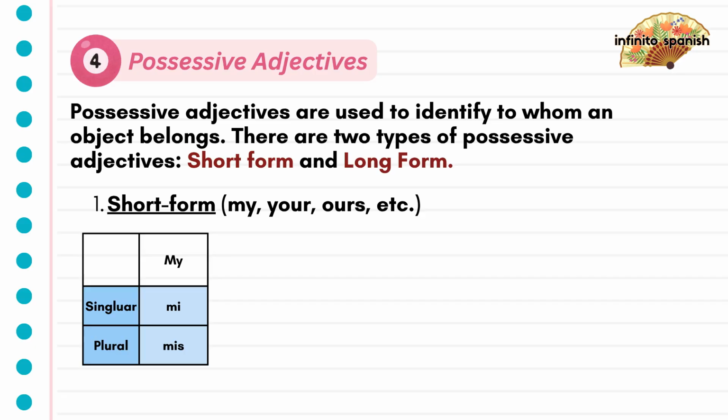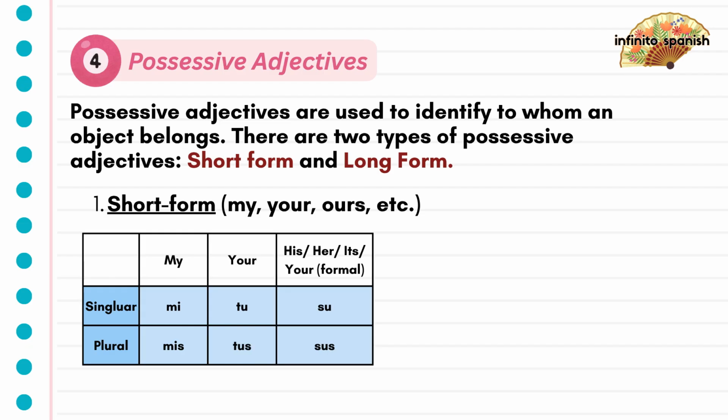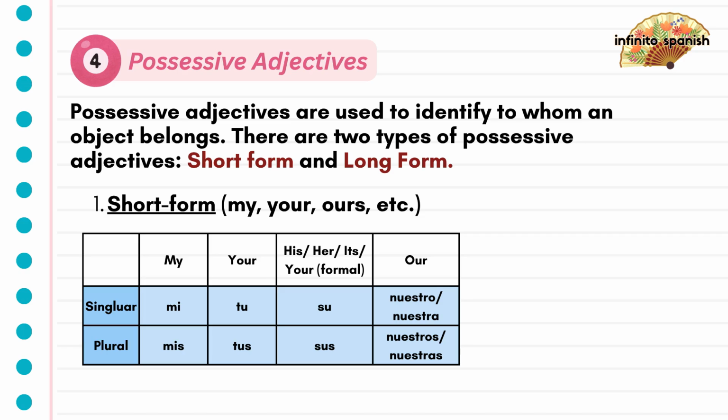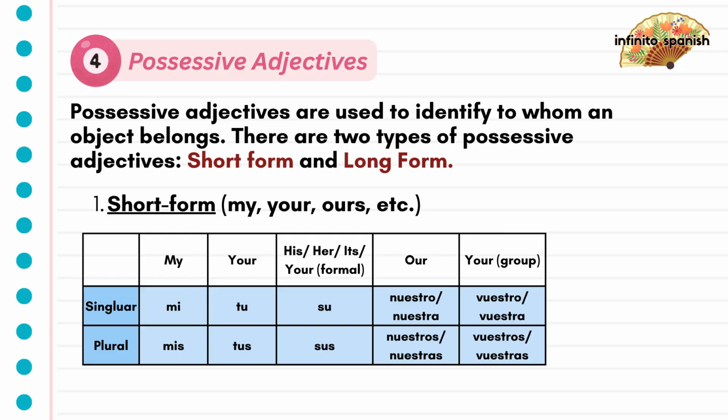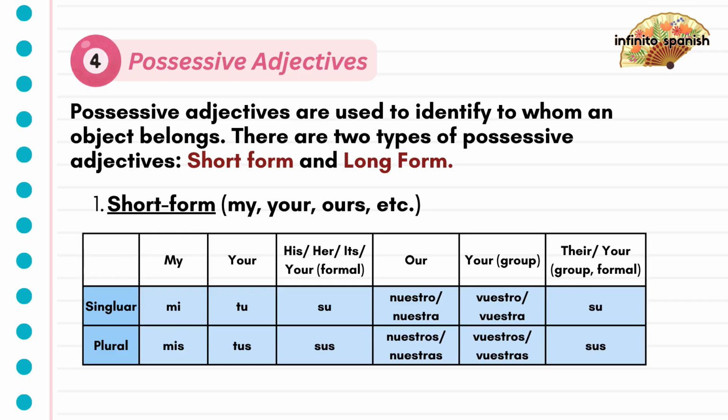My, mi for singular, mis for plural. Your, tu, tus. His, her, its or your formal, su, sus. Our, nuestro, nuestra, nuestros, nuestras. Your as a group, vuestro, vuestra, vuestros, vuestras. Their or your as a group informal, again, we have su, sus.